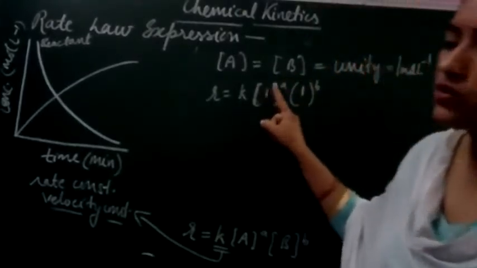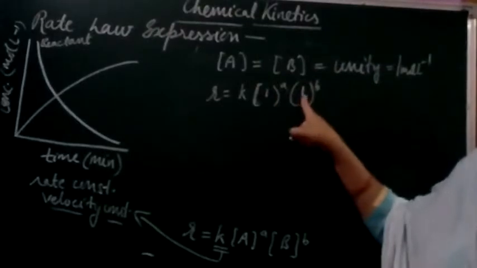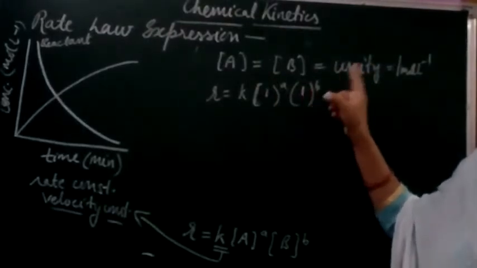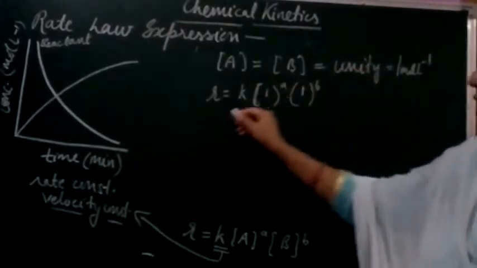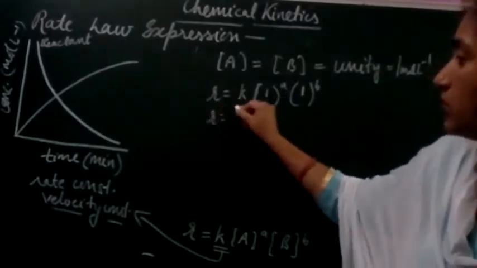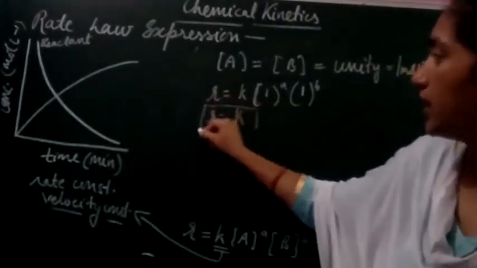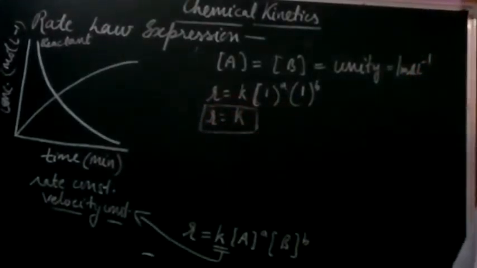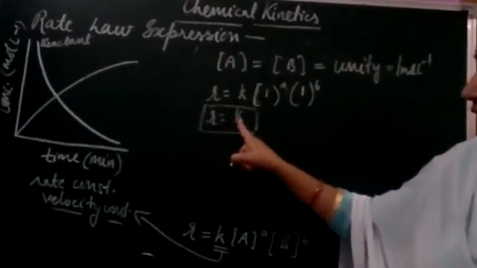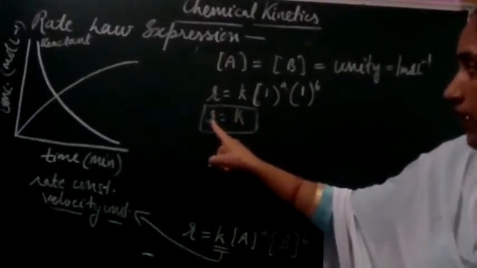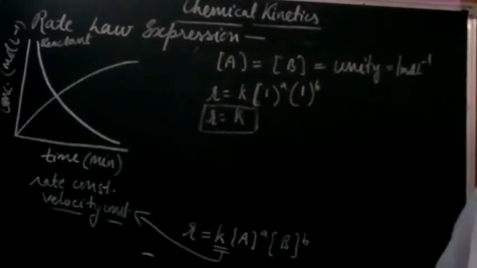So if it's 1 raised to the power any time, it will be 1 only. Here it is 1 raised to the power b, and b can have any value. So we will get r equals k. You can see that the rate constant is equal to the rate of the reaction when the molar concentration is unity, right?